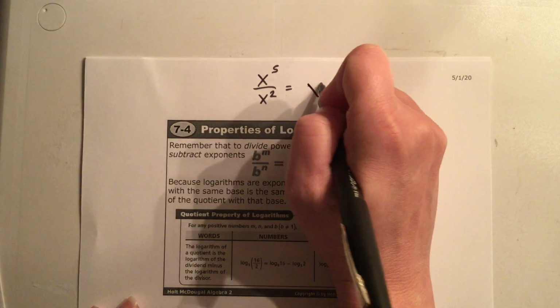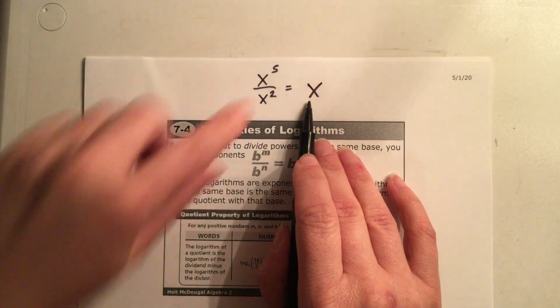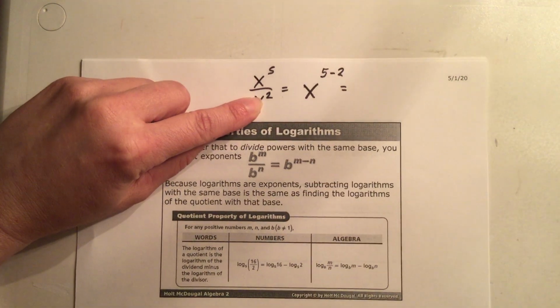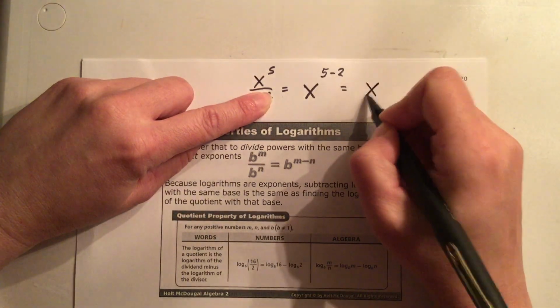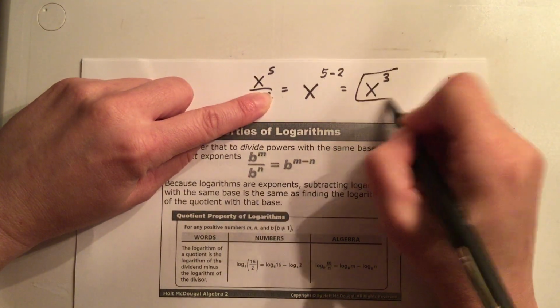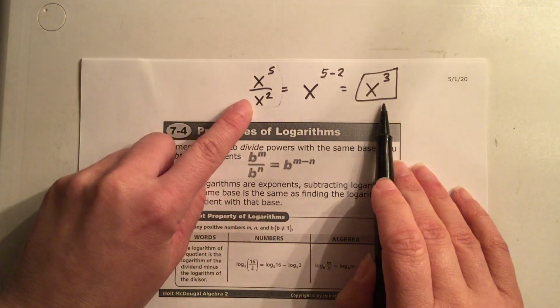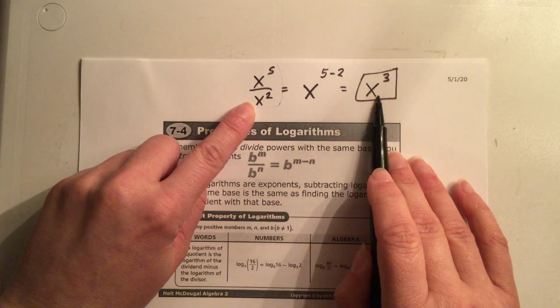So I write the base one time. Okay, so it has a base of x. You take the top exponent minus the bottom. And it is that way 100% of the time. It's always top minus bottom. So x is your base. 5 minus 2 is 3. This is the same thing as x to the power 5 over x to the power 2. The difference is this is not simplified, this is.